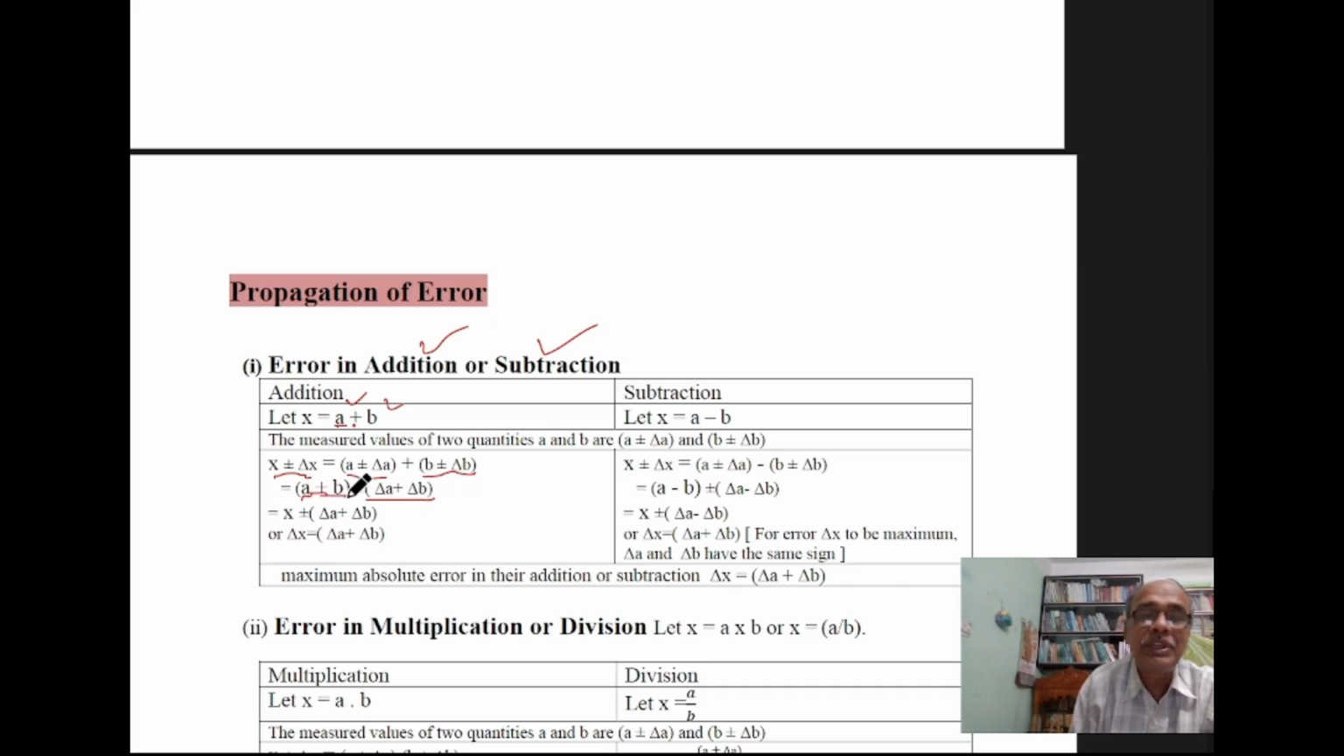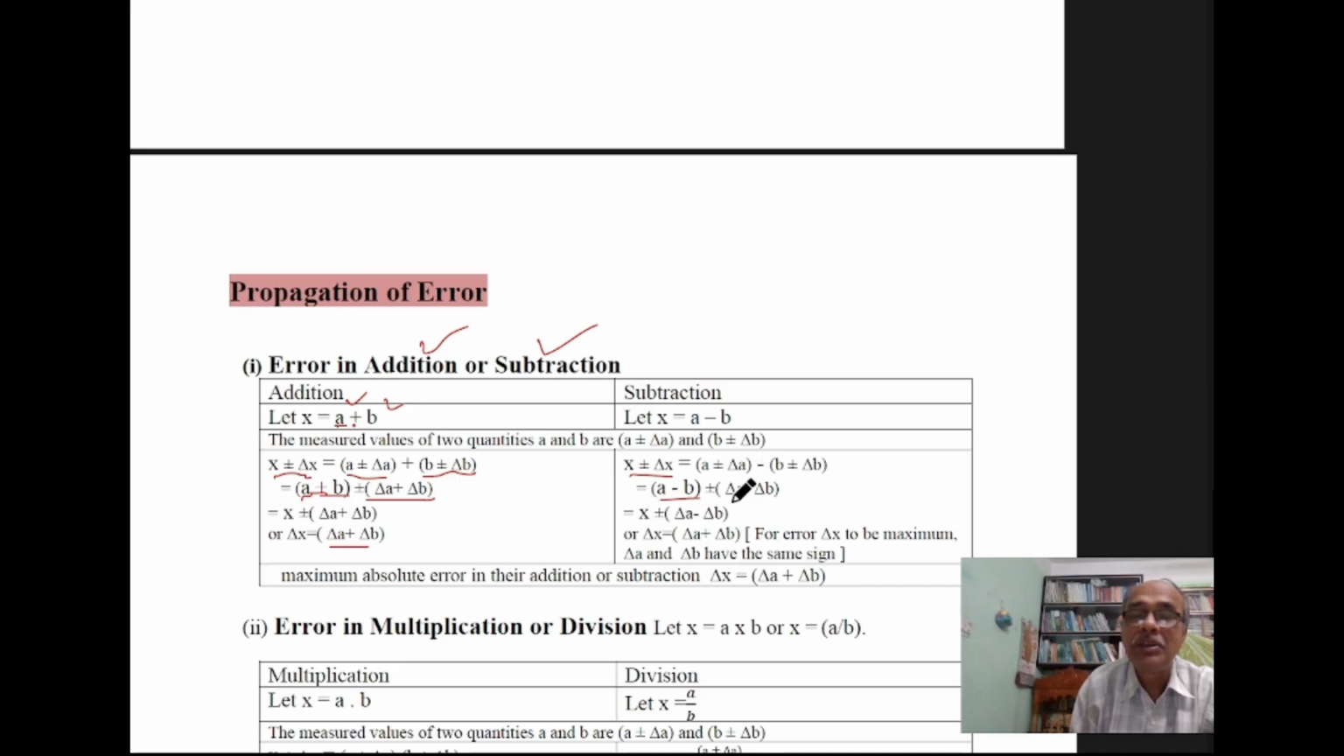Now substitute here, this is X, so it will be X. Now X and X will be cancelled, so ultimately delta X equal to delta A plus delta B. In this case also, this is the subtraction. Here it will be same. Here you see X equal to A minus B. This is the subtraction form. So what will be the X plus minus delta X? You substitute A plus minus delta A in place of A, B plus minus delta B in place of B. So it will be A plus minus delta A minus B plus minus delta B.